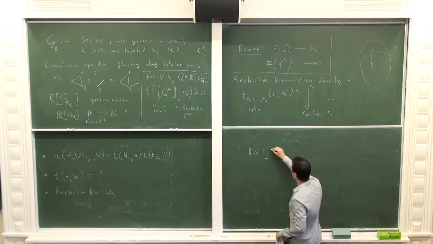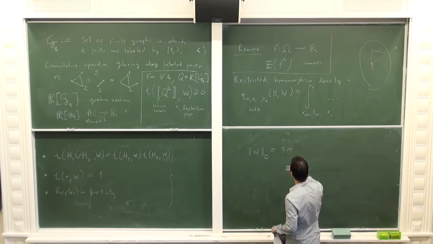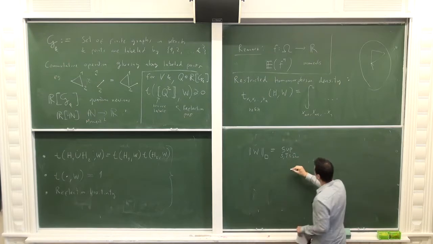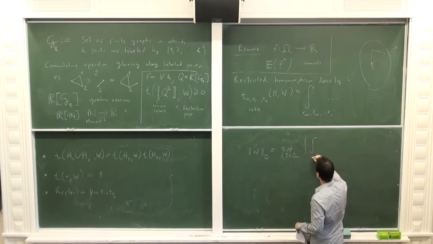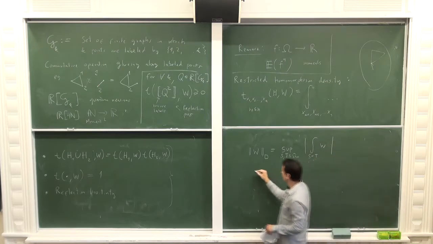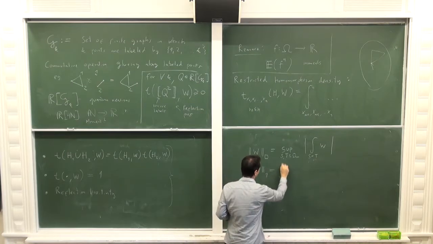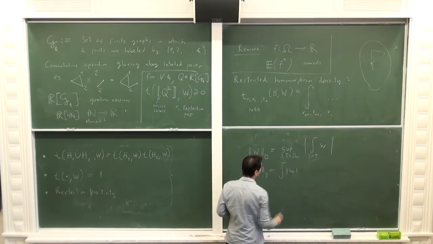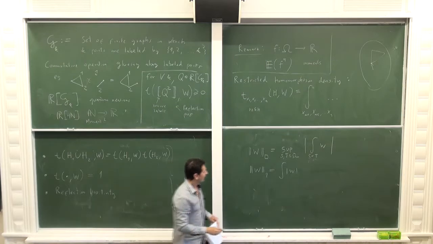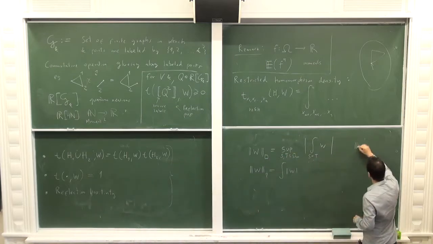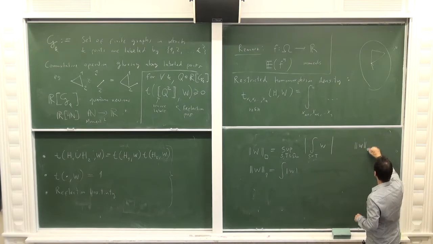So the cut norm, as Lotzi introduced, is the supremum over all pairs of measurable sets S and T of the absolute value of the integral of W on S cross T. And there is the familiar L1 norm, which is just the integral of the absolute value of W. And it's obvious that the L1 norm is an upper bound for the cut norm.